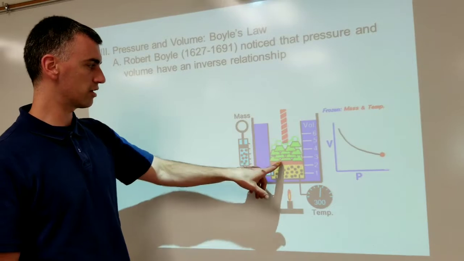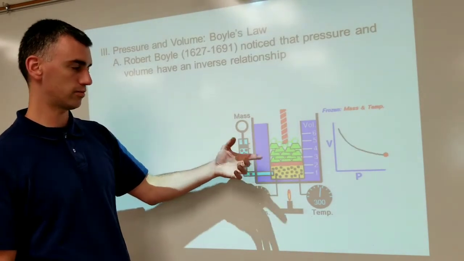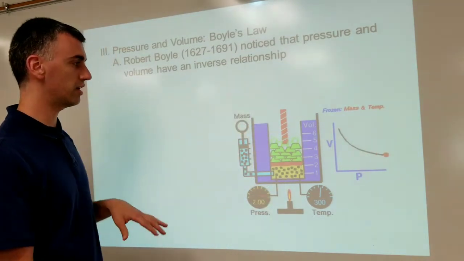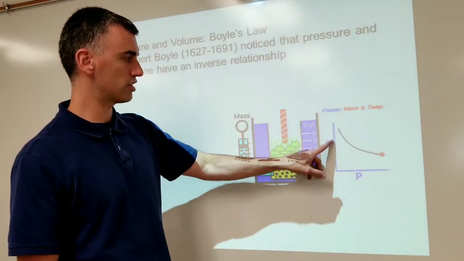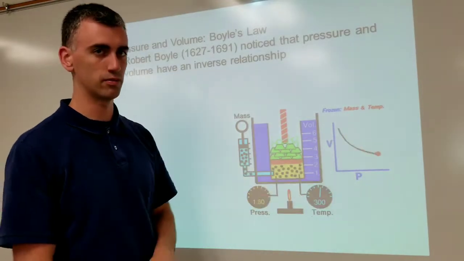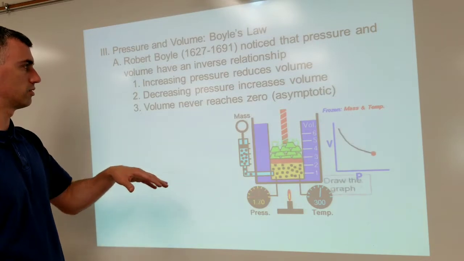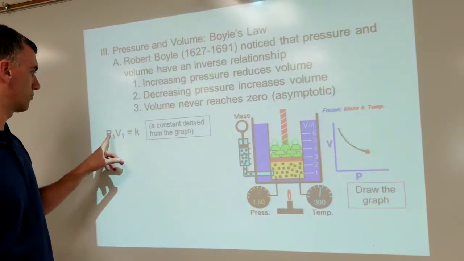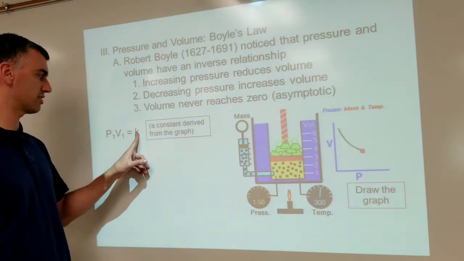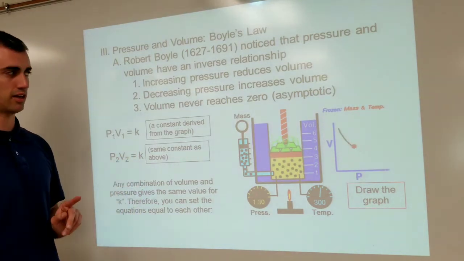That means higher pressure, less volume. More weight, it shrinks to a lesser volume. Less pressure, less weight, and it expands to a greater volume. He noticed this about the behavior of gases and graphed that relationship. Greater pressure, less volume. Less pressure, greater volume. And he also noticed that when you graph it out, you could take any pressure times whatever volume it had at that pressure and it would come out to this constant K. And if you change the pressure, and it's set to a new volume, you get that same constant K.